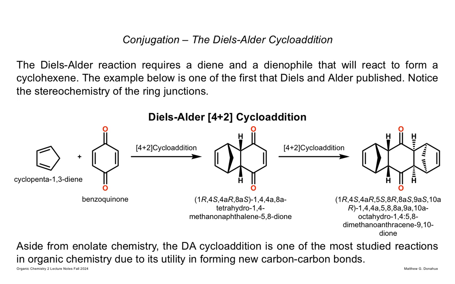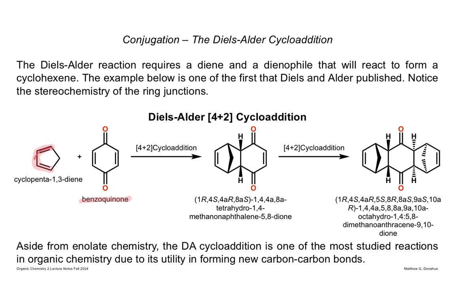What's interesting about it is it's not really what they started off trying to do. They were trying to take this compound, cyclopenta-1,3-diene, so there you see the diene. It's wrapped up in a ring. They were trying to do some other chemistry with this compound called benzoquinone to make some other product.